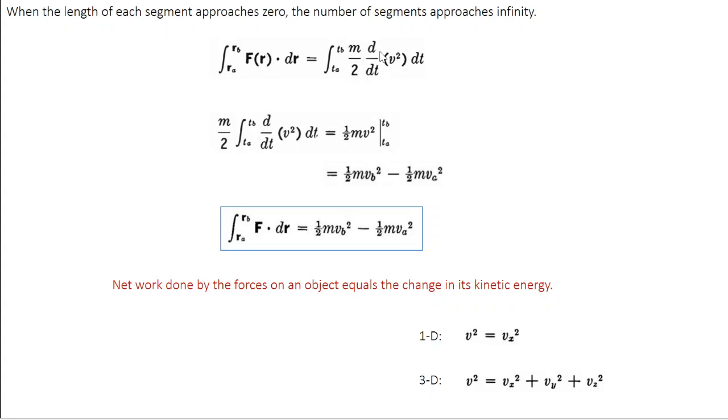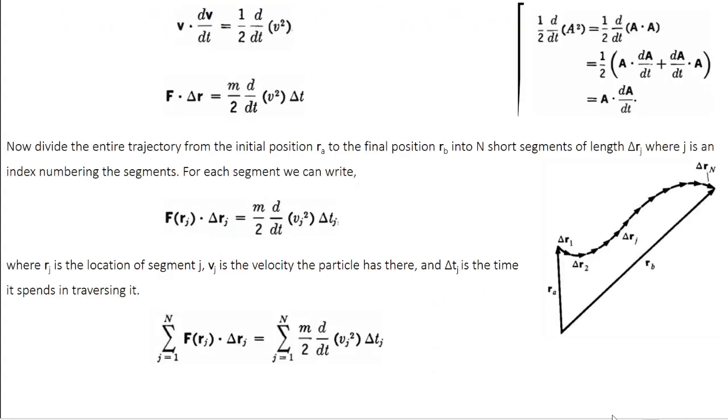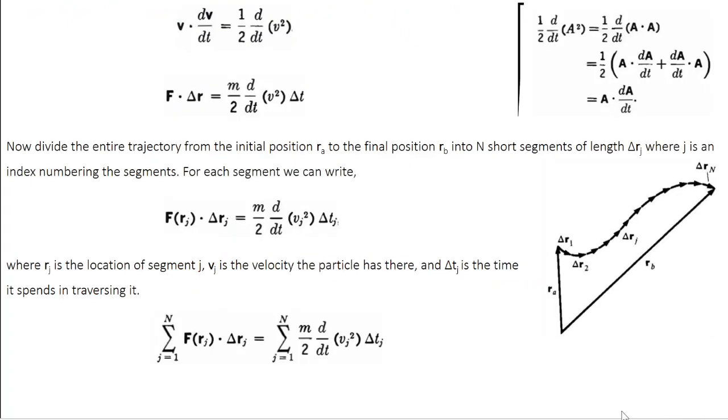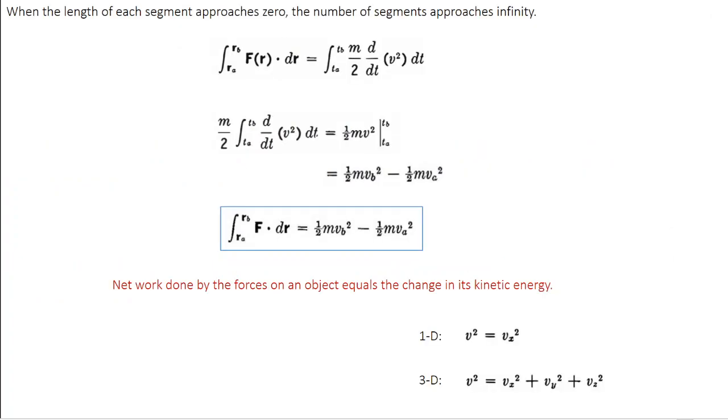So, m by 2 d by dt v square dt. Okay. And look at the limits of the integral. So originally you are at position A, which is denoted by position vector Ra. Let's assume that the corresponding time is Ta, and the final position is Rb, and the corresponding time is Tb. So on the left hand side you have integration from Ra to Rb, and on the right hand side you have integration from Ta to Tb.